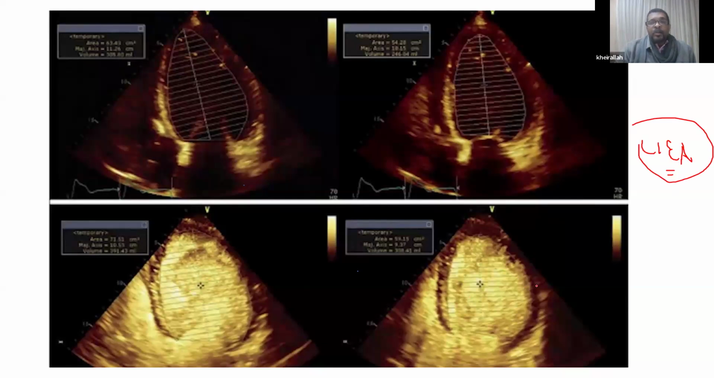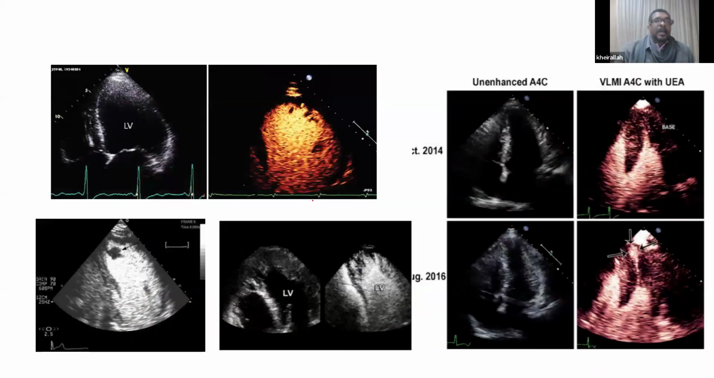We do them to enhance the LV border or the LV endocardial border. That's why sometimes they call them LVO, left ventricular opacification agent. So they opacify the LV cavity and they show the wall so nicely like this, so you can track the wall so nicely. And you can get an accurate assessment of the regional wall motion abnormality, accurate assessment of the ejection fraction, and all of that.